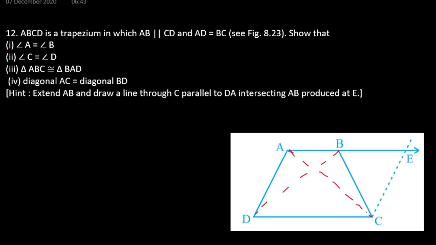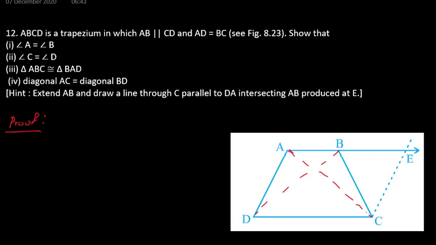Okay, and for that, they have given a hint that extend AB and draw a line through C parallel to DA, intersecting AB produced at E. This hint we will implement. Okay, so again, you write whatever is given, what you have to prove, and directly we jump to the proof. And you do this construction also. Whatever hint is given, you will write that as a construction: extend AB and draw a line through C parallel to DA intersecting AB at point E. So this much construction we have done.